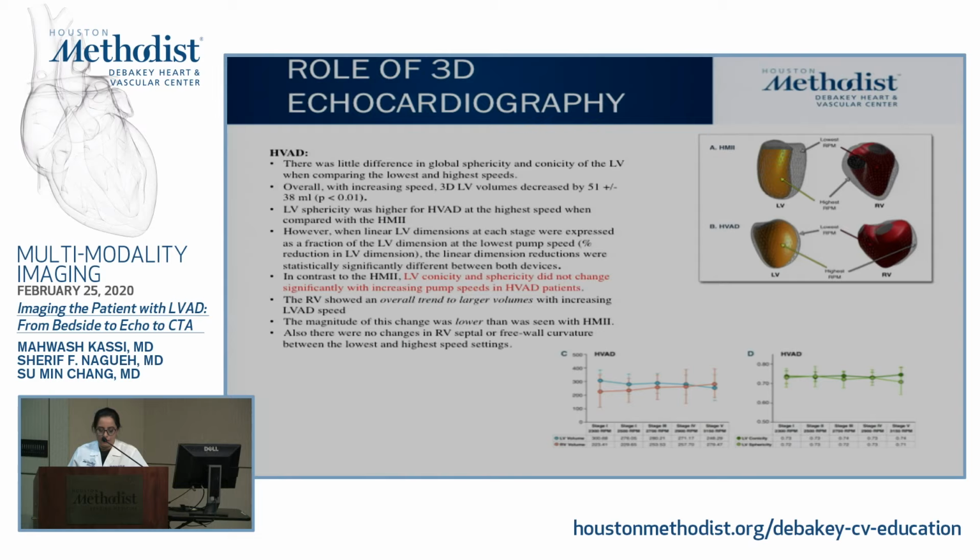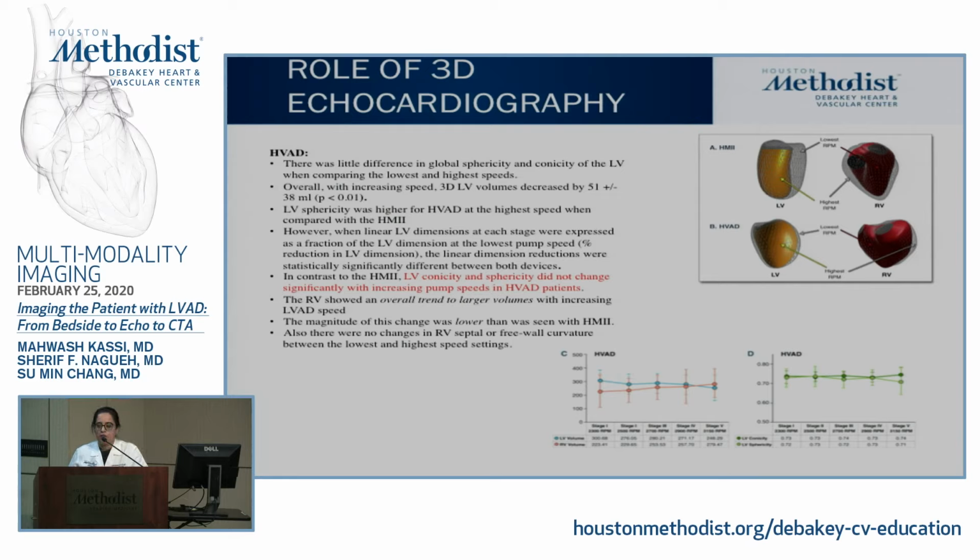So similarly, HVAD, now this is an important difference to understand: HVADs do not behave in the same way, or the LV doesn't behave in the same way if you keep increasing the speed. There was a little difference in their global sphericity and conicity. And overall, with increasing speed, their 3D volumes decreased a lot less than the HeartMate 2, almost 50 cc's versus 120 cc's in the HeartMate 2. And the LV sphericity was higher with HVAD, and that is thought to be because it's a pericardial pump, so it doesn't pull on the LV apex, so the shape of the LV is also different.